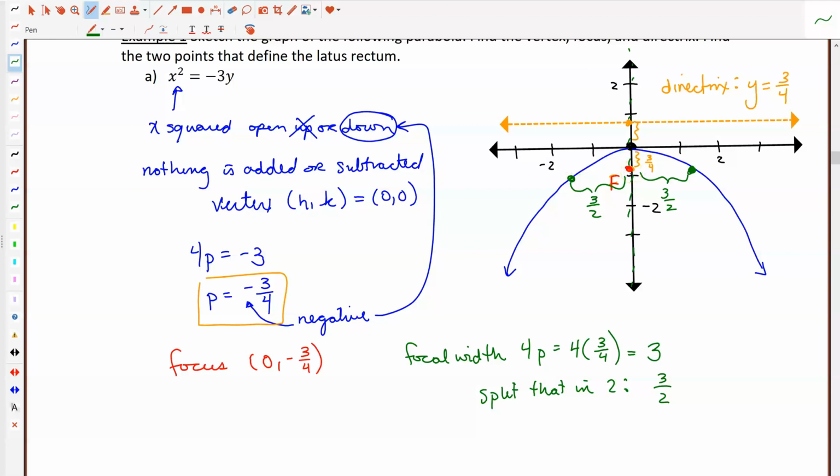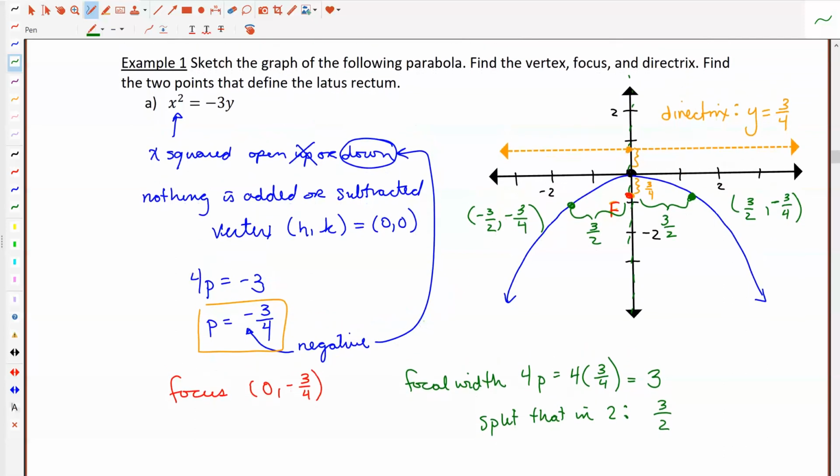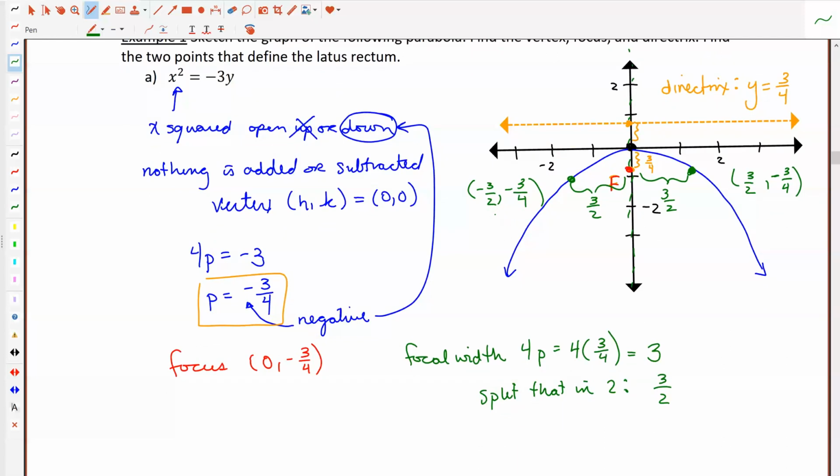From my focus, I'm not going up or down, so both these ordered pairs that I'm finding are going to have a y-coordinate of -3/4, the same y-coordinate as my focus. What's going to change on these 2 points is their x-coordinate. Since my focus had an x-coordinate of 0, if I go 3/2 to the left, I'll be at -3/2, and if I go 3/2 to the right, I'll be at +3/2. So we found everything that we needed. We have a sketch of the graph, we found our vertex, our focus, our directrix, and then these 2 special points, these ordered pairs. Maybe I'll just write them down here. It's (-3/2, -3/4) and (+3/2, -3/4).